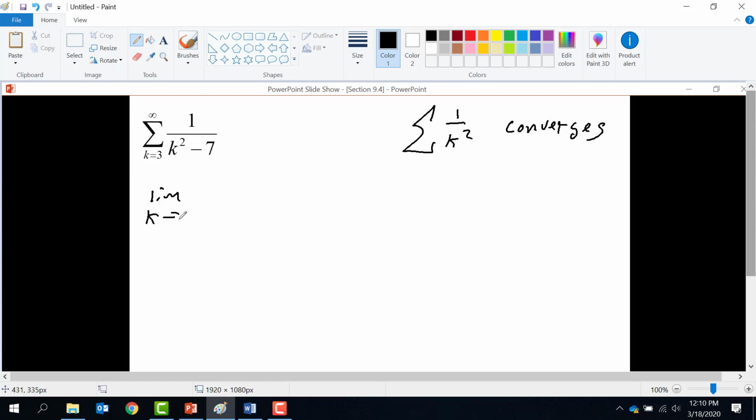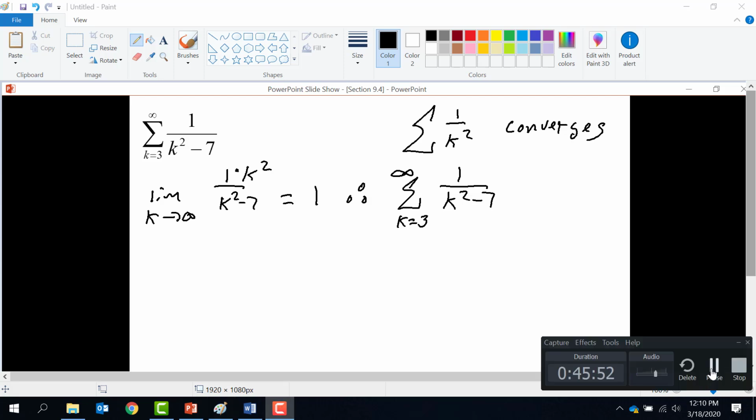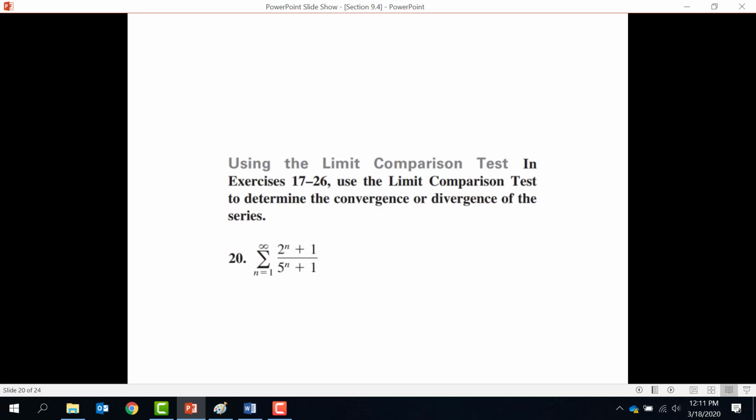And so then we take the limit as k goes off to infinity of 1 over k squared minus 7 times the reciprocal, which would be just times k squared, and then this would be 1. Therefore, the series converges. Nice and easy. No need to break the brain trying to figure out the correct inequalities. There we go. And moving on to our next example.